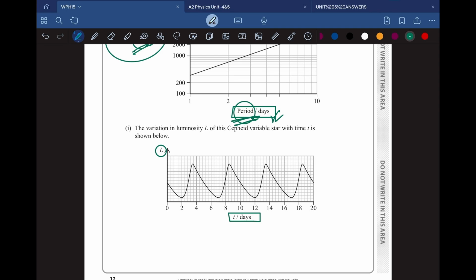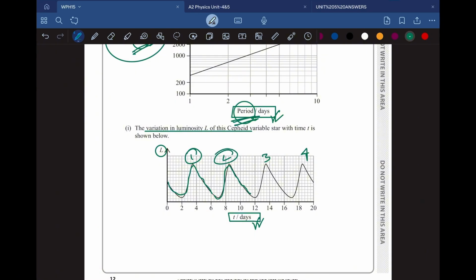Now the time period means the time it takes for one complete wave to pass, right? That is what the time period tells. Now there is a variation in luminosity of this Cepheid variable. The luminosity starts from here, becomes maximum and then comes back again. So this is one complete wave, and then it again starts from here and goes here. So there are two complete waves, there are three complete waves and there are four complete waves.